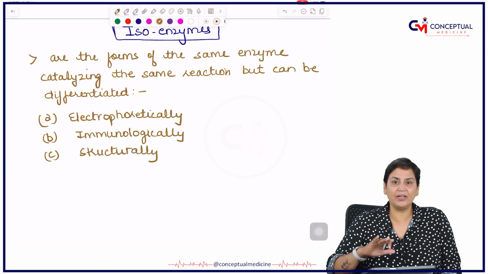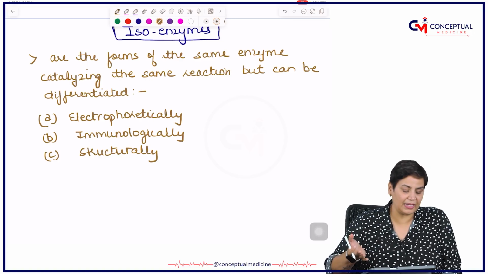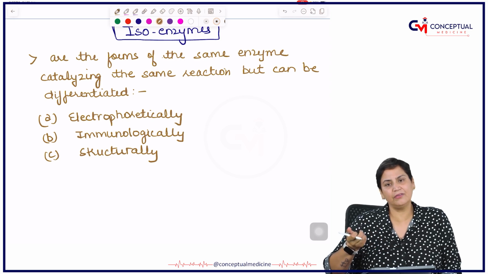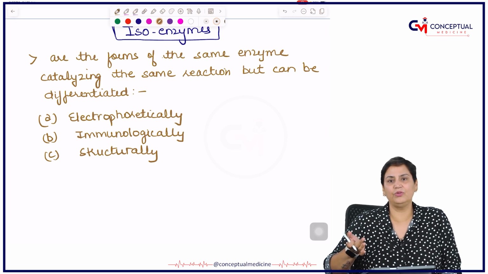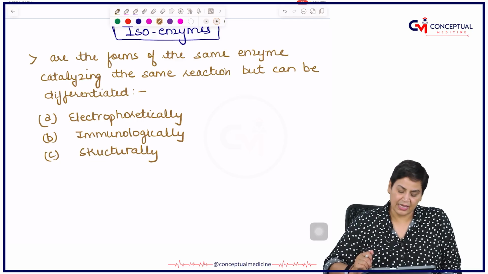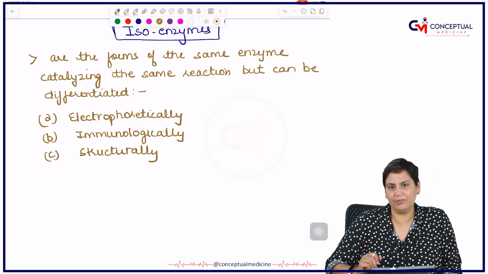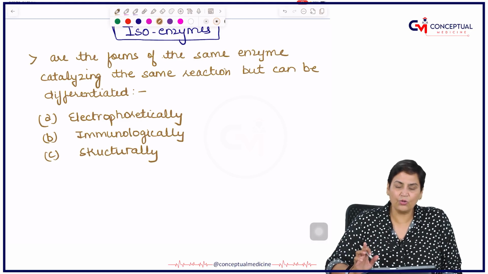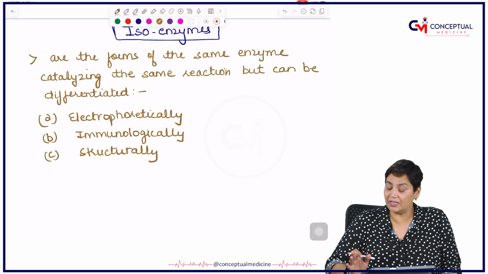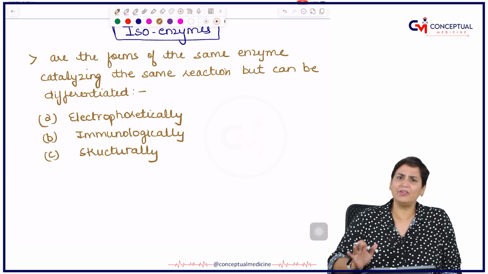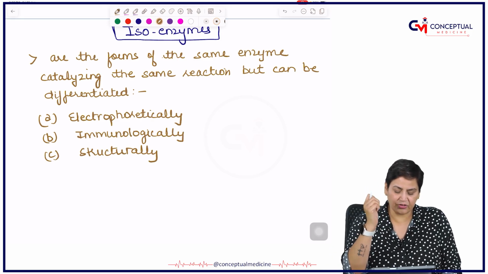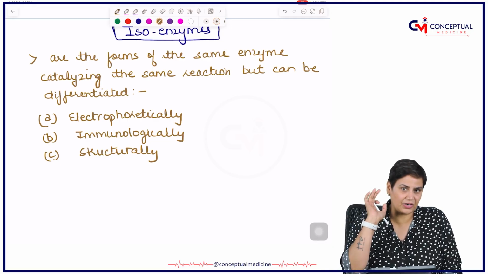Obviously, if structure is different, electrophoretic movement will be different, and if electrophoretic movement is different, immunologically they will be different in the body. They will have different type of immune response for different organs. And obviously they will have a different Km, because properties and everything will vary. But they are going to catalyze the same reaction, whether they are present in the liver, brain, kidneys, wherever they are present. So catalyzing the same reaction but differentiated electrophoretically, immunologically and structurally.